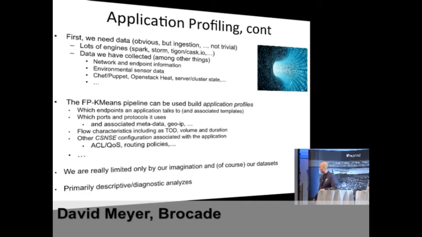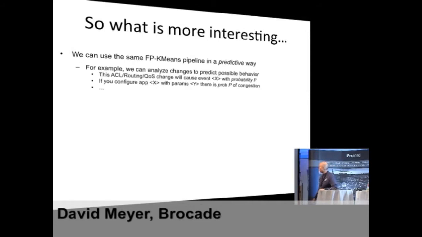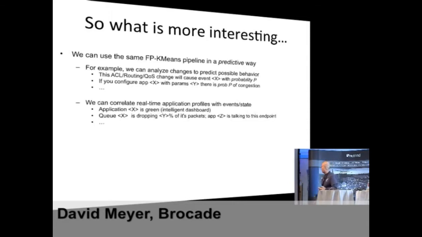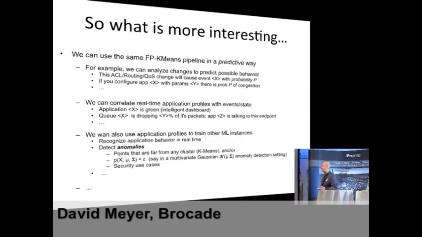But what's more interesting is that you can use this in a predictive way. So what you can do is you can say, this ACL or routing or QoS change will cause some kind of event with some probability. So like you could say, if you configure this application with these parameters, you're going to get congestion with this probability. That's kind of nice. You can correlate real-time events with the same thing. And you can also use it to train other instances. So you can detect analogies like this, right? So it's pretty powerful, and you can make it all streaming in real time. Once you train the model, you can make it real time.